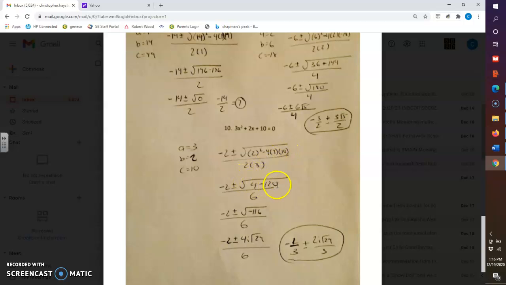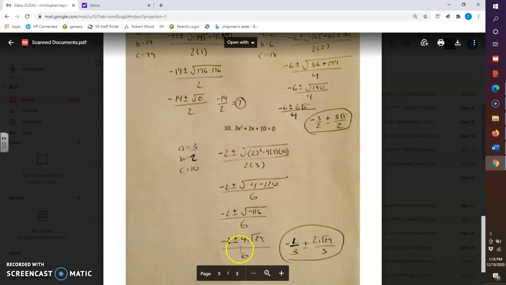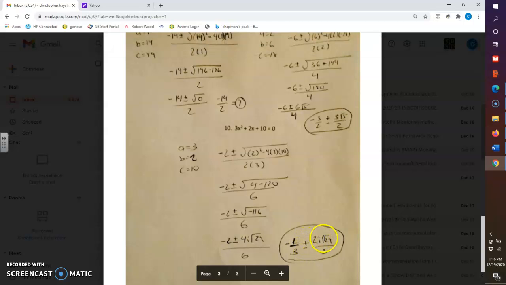4 minus 120 becomes negative 116, so negative 2 plus or minus root negative 116 over 6. When I simplify root negative 116, it's 4i root 29. So negative 2 plus or minus 4i root 29 over 6. Negative 2 over 6 is negative 1/3. 4 over 6 is 2/3, so plus or minus 2i root 29 over 3. And there's your review.